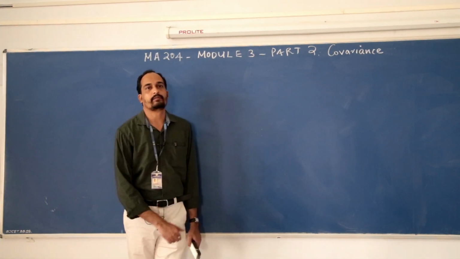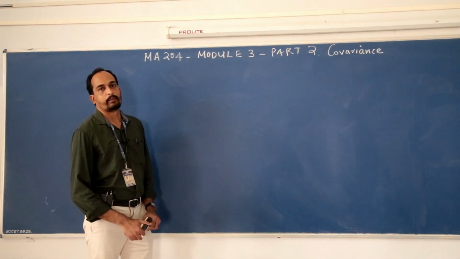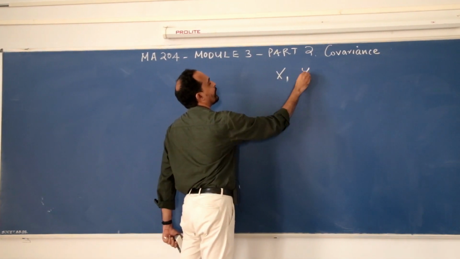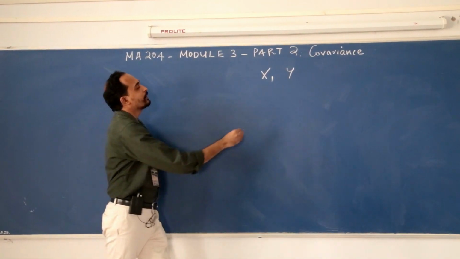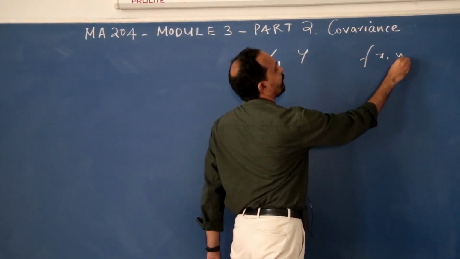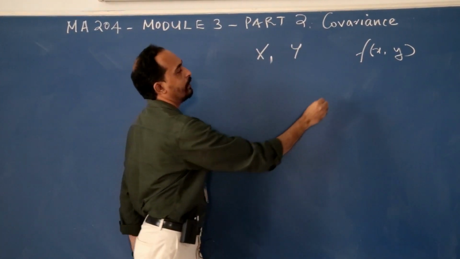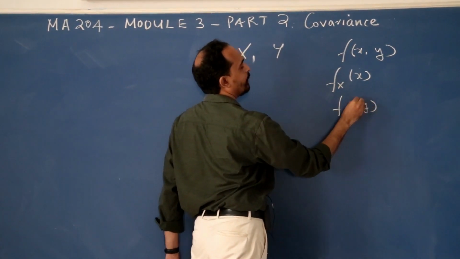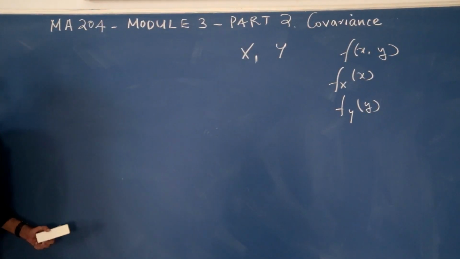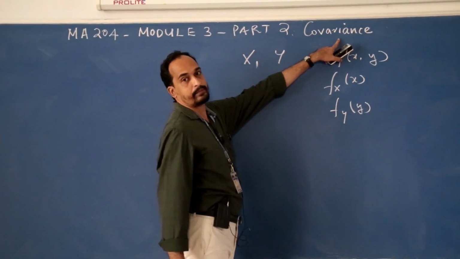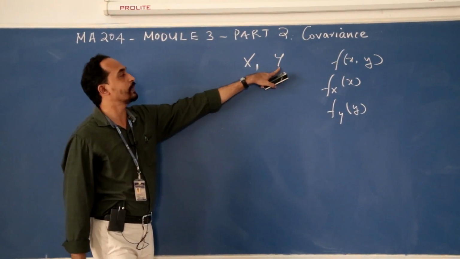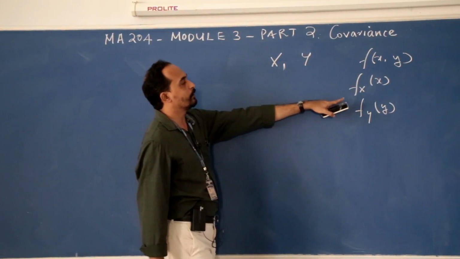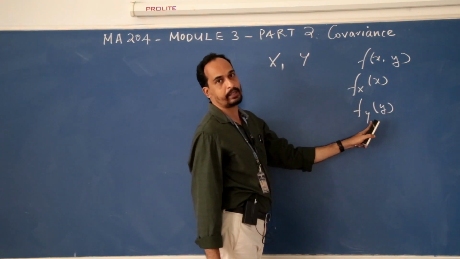Okay, good morning friends. We were discussing module 3 part 1, functions having two variables, random variables x and y. We already defined its probability density function f of xy, then the marginal distribution functions f(x) of x and f(y) of y. Today's class is leading to covariance, the relation between the variables x and y. In the last class we discussed independence: whenever they are independent, f of xy is equal to f(x) of x into f(y) of y. That was the previous class.